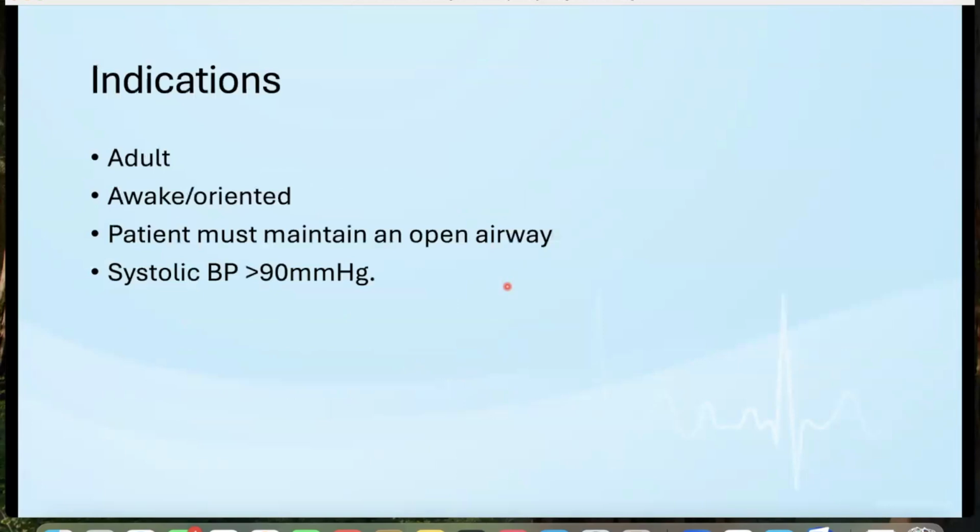So the indications that we have in our protocol are they have to be an adult, and the reason they have to be an adult is because we don't carry pediatric sizes. I would venture to say that probably the children's mobile ICU team and the helicopters are the only places that carry pediatric CPAP or BiPAP. They've got to be awake and oriented enough that they can follow your instructions, voice concerns, and keep their airway clean, et cetera. They've got to maintain that open airway on their own. They can't have a nasal trumpet or an oral airway in place to use this.